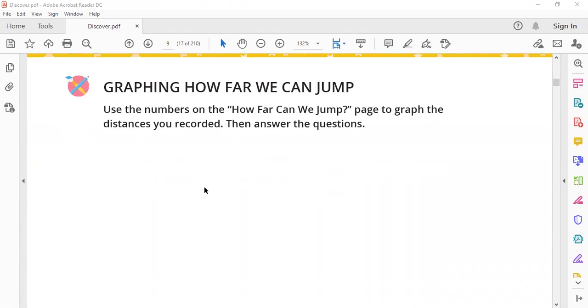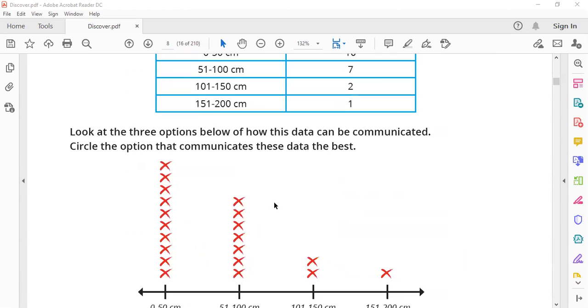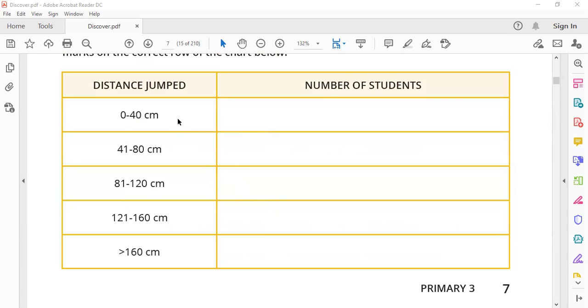Now we have another activity. Here, for example, some of us jumped and we want to know the number of people who jumped. Let's write the number here. For example, who jumped this distance? Let's make it 5. And who jumped this distance? Let's make it 4. And here, let's make it 3. And here, let's make it 2, for example. And here, let's make it 1.